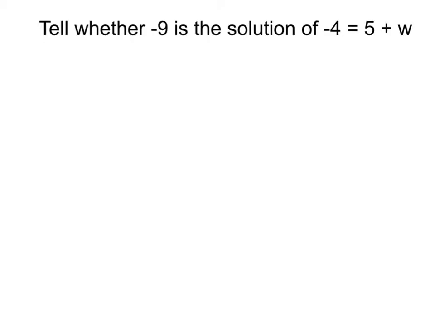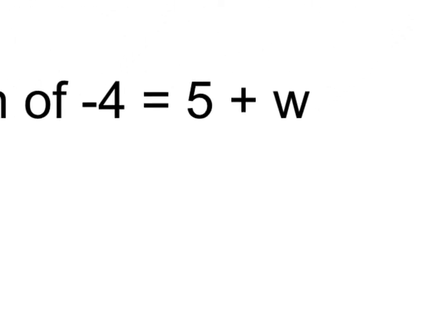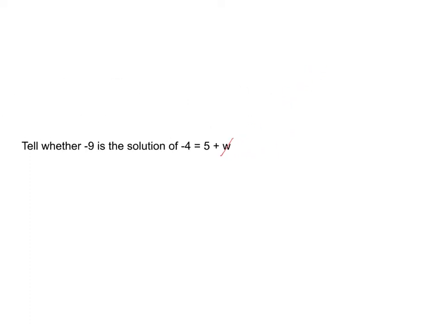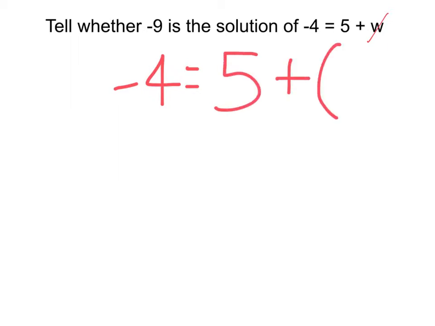So when we look at this particular problem, it says, tell whether negative 9 is the solution of negative 4 equals 5 plus w. So what we're going to be doing is changing this w. We're going to be swapping that out. And let's rewrite this equation so we're good to go. I know that negative 4 is going to stay the same on the left, plus 5, and instead of w in parentheses, I'm going to do negative 9.